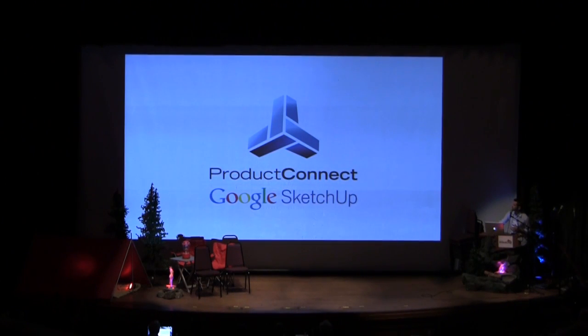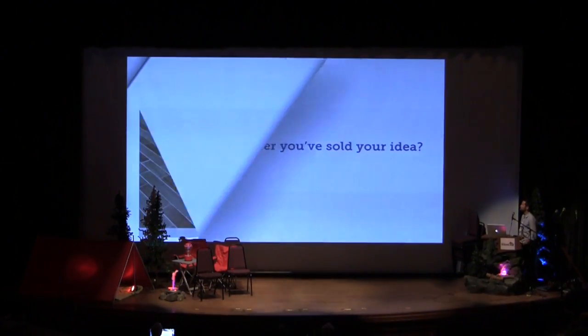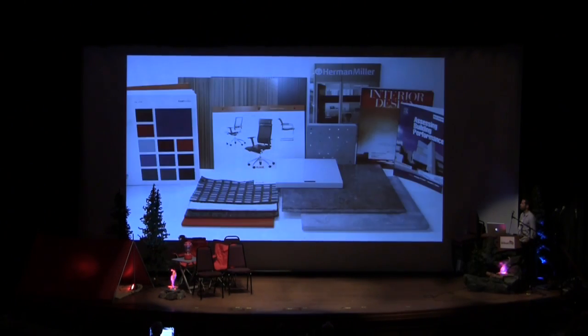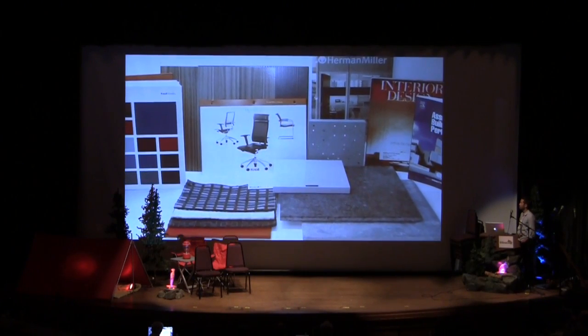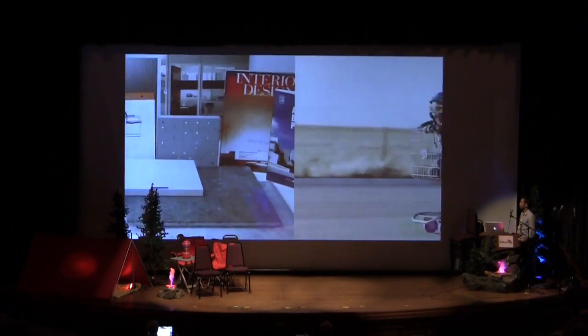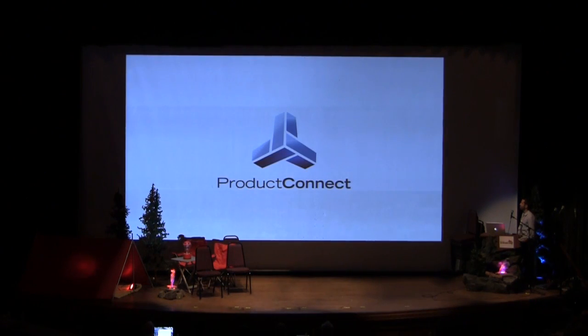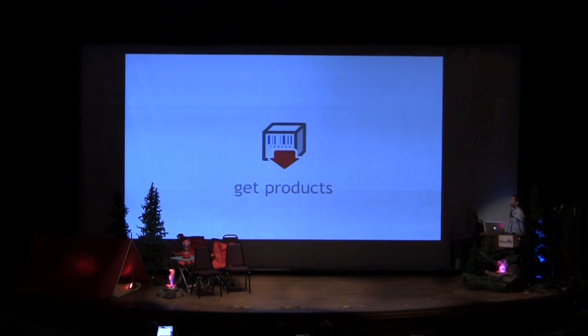If you use Google SketchUp professionally, you already know that it's the best tool for communicating your design ideas. But what happens after you've sold your idea? For most of us, we begin the time-consuming process of documenting the product choices that have been made. And, like most of us, you'd rather be doing something else. That's why we created Product Connect for Google SketchUp. Product Connect helps document the choices you make about the products in your project. With Product Connect, we make it easy to design with real products.